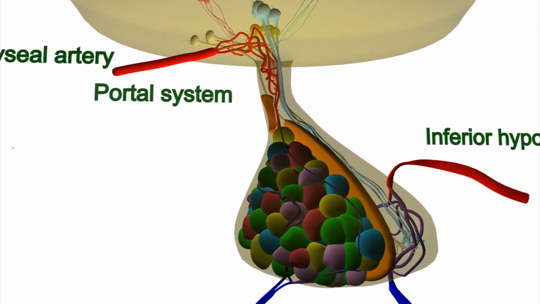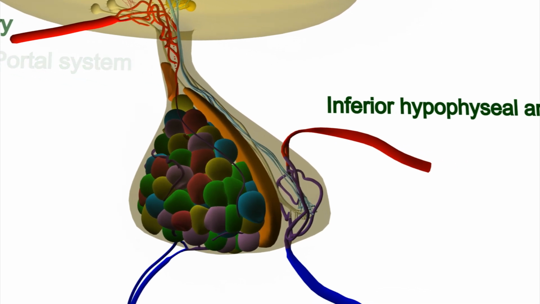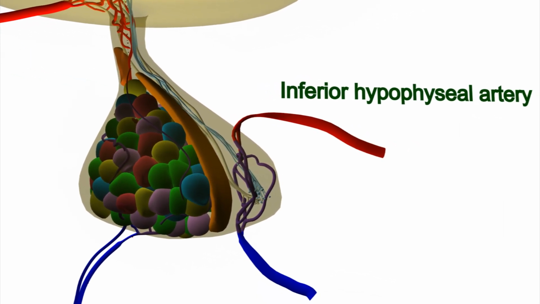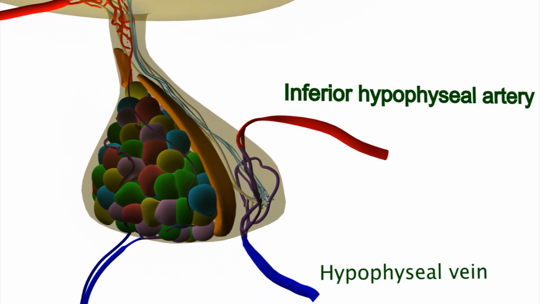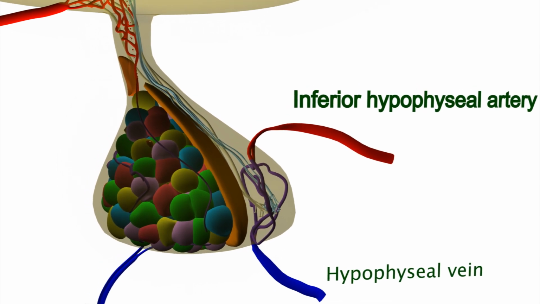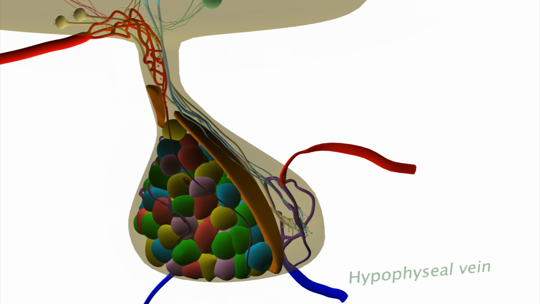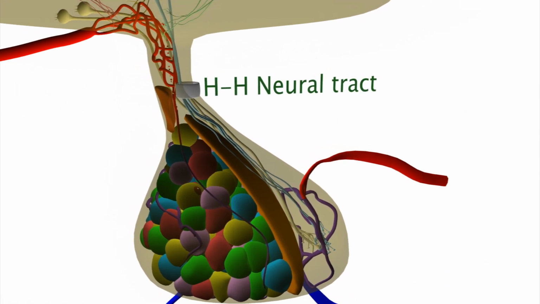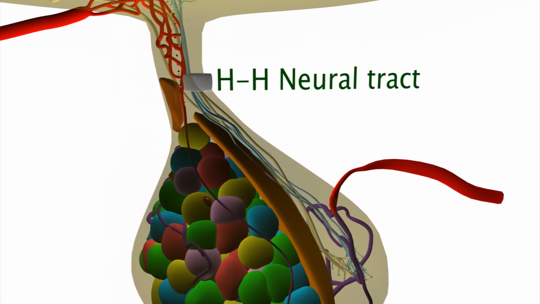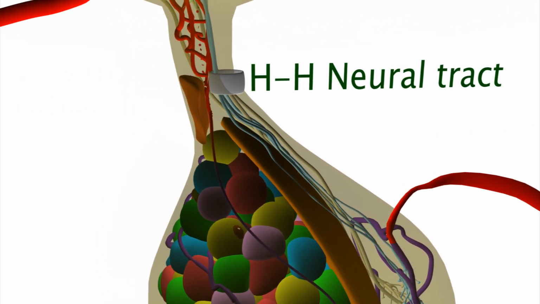The pars nervosa is irrigated by the inferior hypophyseal artery and drained by the hypophyseal vein. The bundle of neuron axons traveling from the hypothalamus to the pars nervosa forms the hypothalamic hypophyseal neural tract.